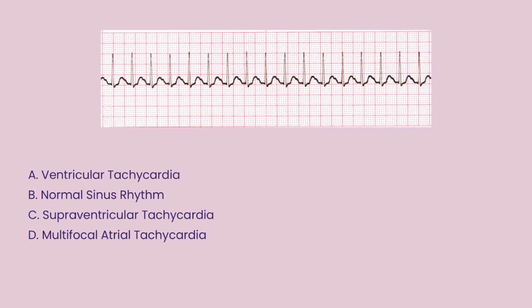All right, what do we see? It's fast, it's narrow. We don't really have the P waves, supraventricular tachycardia. It's above the ventricles, it's narrow, okay? Narrow QRS, these guys. But we've got this kind of morphed PT situation going on.